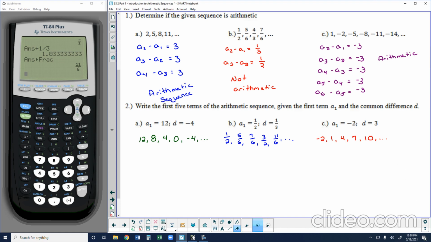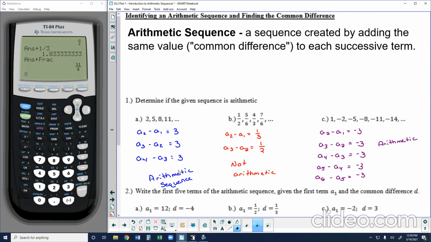So here we have an introduction to arithmetic sequences, a sequence found by adding the same value to each successive term.